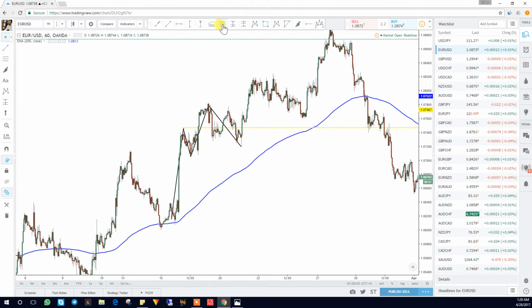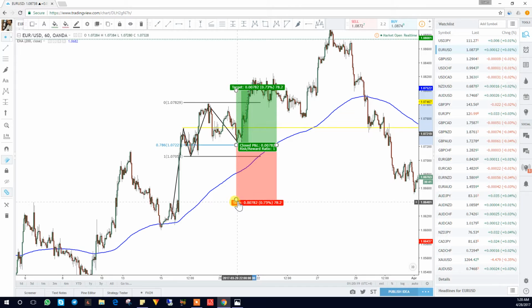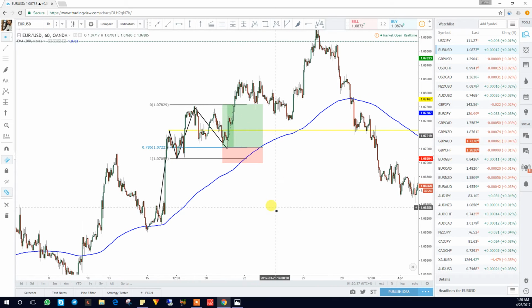Third condition, I'm gonna pull up my Fibonacci level from swing low to swing high, and this is my point. It touches the 786, and this is where I'm gonna enter. I'm gonna put my entry here and my stop loss 10 pips below the low, and then my take profit is just in line with the high. All right, and the risk reward ratio is 2.73, which is very, very nice. So that's how you can apply this, guys.